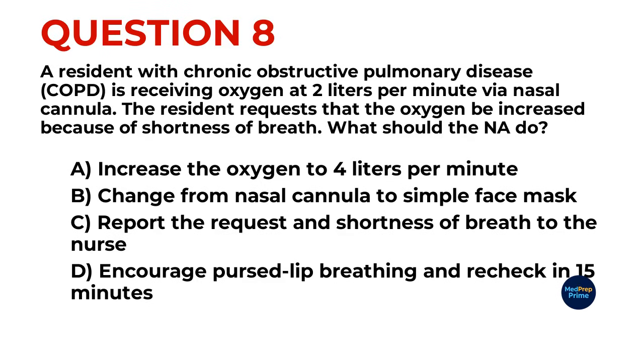A resident with chronic obstructive pulmonary disease, COPD, is receiving oxygen at 2 liters per minute via nasal cannula. The resident requests that the oxygen be increased because of shortness of breath. What should the NA do? Option A, increase the oxygen to 4 liters per minute. Option B, change from nasal cannula to simple face mask. Option C, report the request and shortness of breath to the nurse. Option D, encourage pursed lip breathing and recheck in 15 minutes.